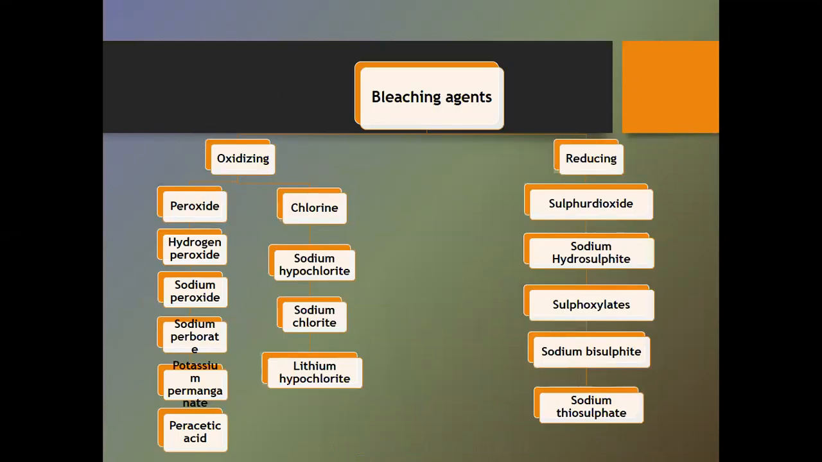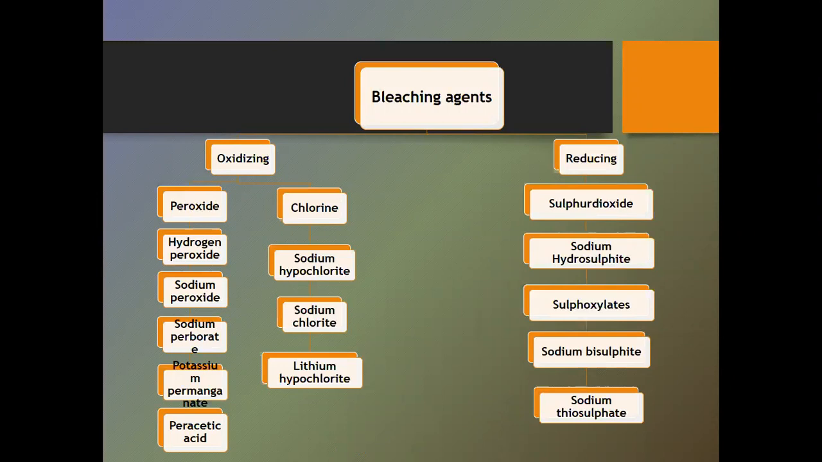There are basically two types of agents for bleaching. First is oxidizing and the other one is reducing. Oxidizing agents produce active oxygen, which is responsible for the bleaching action by destroying the coloring matter present in the textile material and leaving it white. Whereas reducing bleaching agents destroy the coloring matter by reducing action.